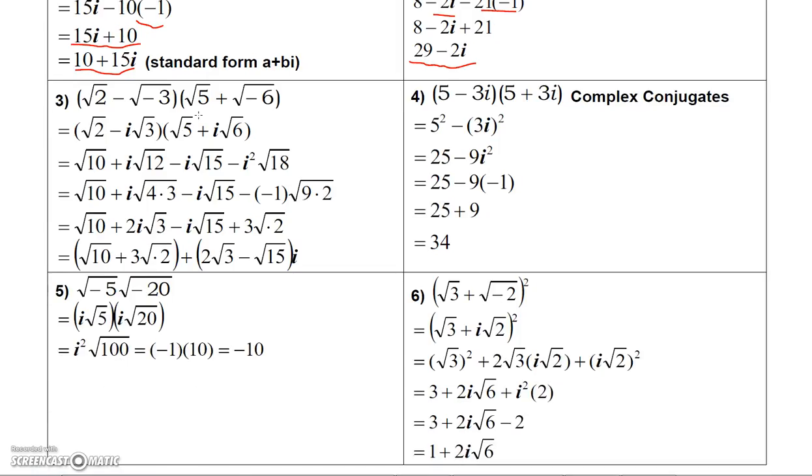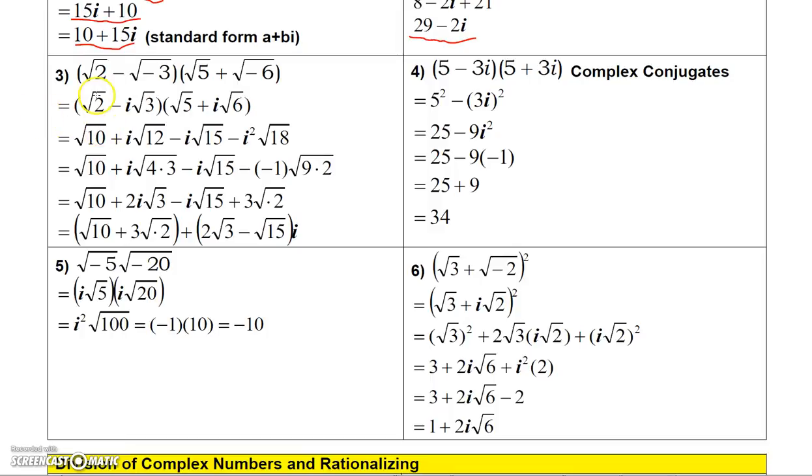Now these get a little more complicated because here you have some radicals. But square root of 3 minus square root of negative 3, well remember square root of negative 3, you write that as i times square root of 3, and square root of negative 6 here, you write that as i times square root of 6. And then you just FOIL, and so hopefully everybody should know how to FOIL by now. So square root of 5 times square root of 2 is square root of 10. Square root of 2 times i square root of 6 is i square root of 12.